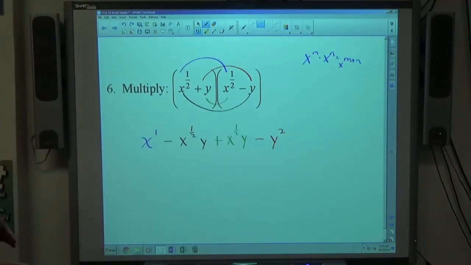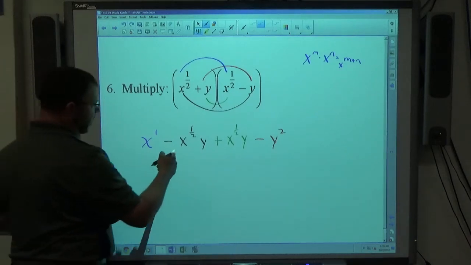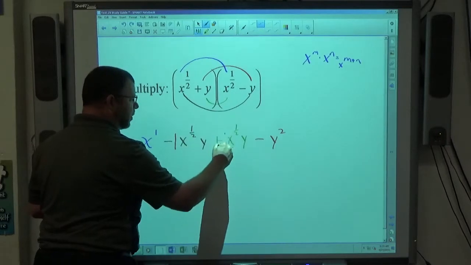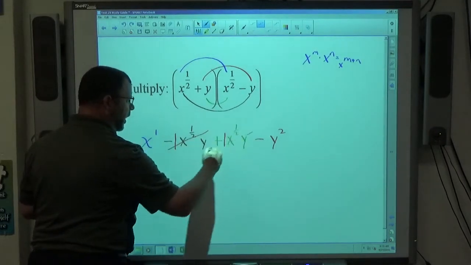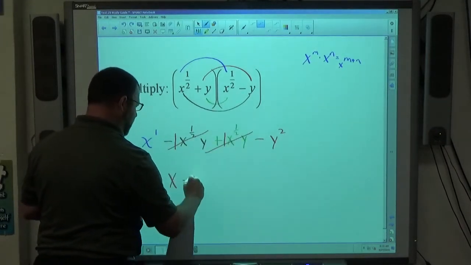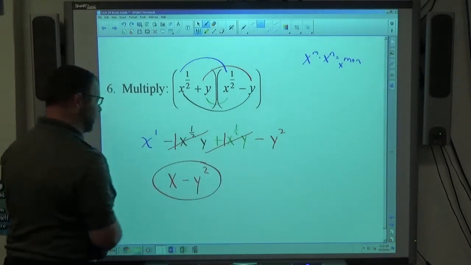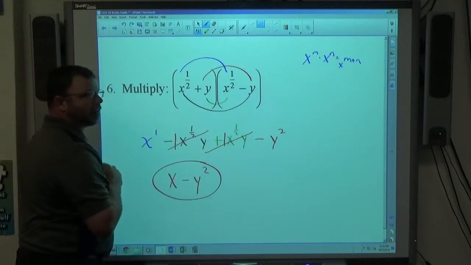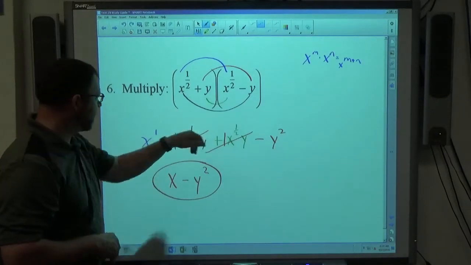So we end up with those 4 terms. If there's no like terms, we're done. If there are like terms, we have to combine them. Very clearly we can see x to the 1/2 y are the same. That's minus 1, that's plus 1. Cancel, cancel. So we're going to get x minus y squared as the best answer for that. Had they been the same sign, 1 plus 1 would have made 2x to the half y. So in this case, they were opposites, so they cancel.